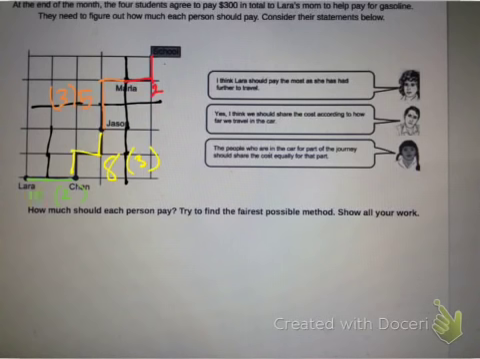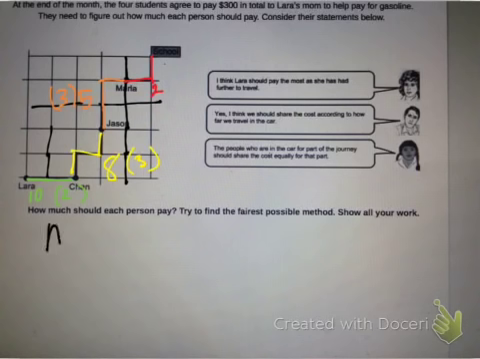Some people said Laura shouldn't have to pay. That's fine. You don't need to count Laura as paying. Some people thought that Laura should have to pay. You get to decide. There's more than one correct answer here. But when you find your answer, you need to take into account these numbers that represent their distances from school, not just split up the money.